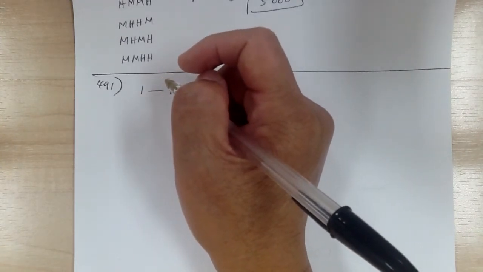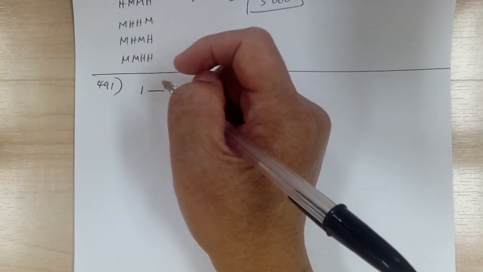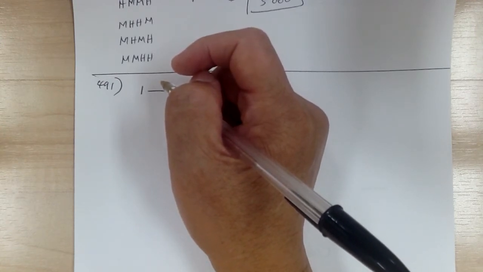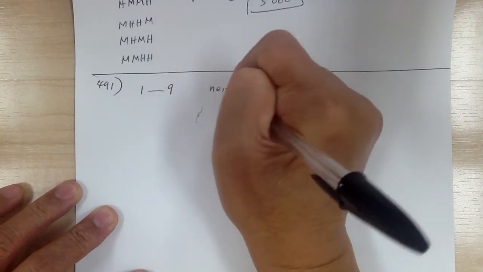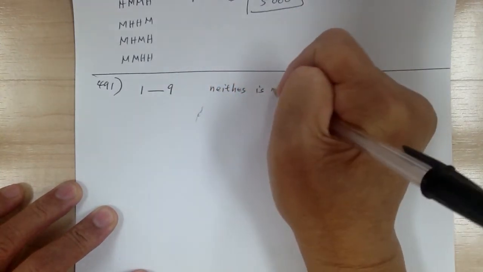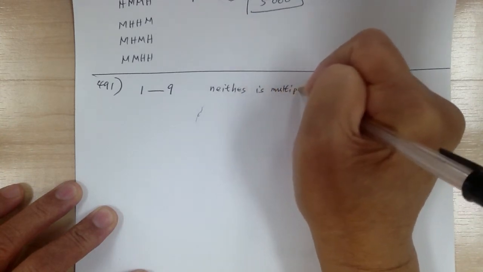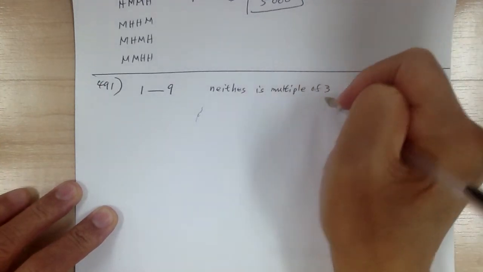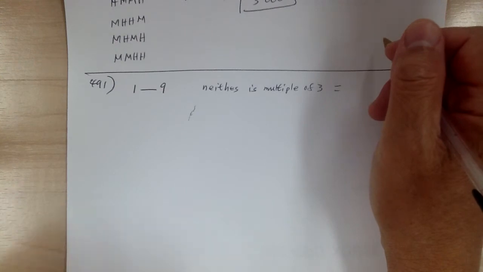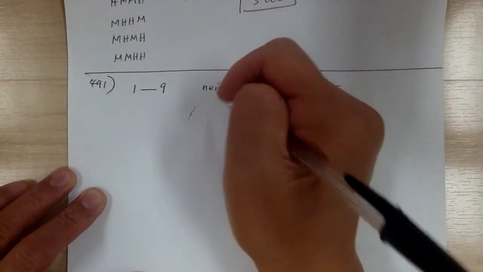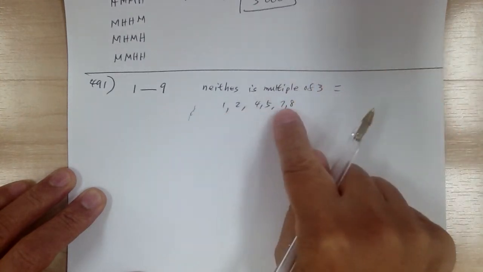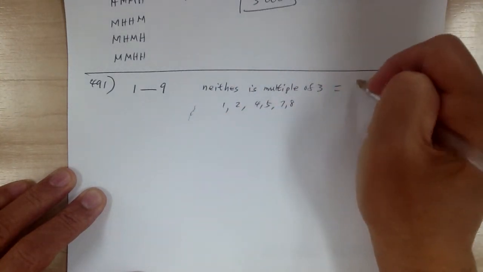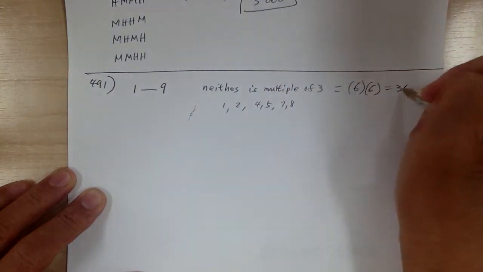Now, there are too many cases. In order for the product to be a multiple of 3, one of the numbers would be a multiple of 3. So you want to find the case of neither. If the 2 numbers are not multiples of 3, then the product is not a multiple of 3. If you count the digits that are not multiples of 3, it's 1, 2, 4, 5, 7, 8. So there are 6 of them, 6 choices for each, and 6 times 6 gives you 36.